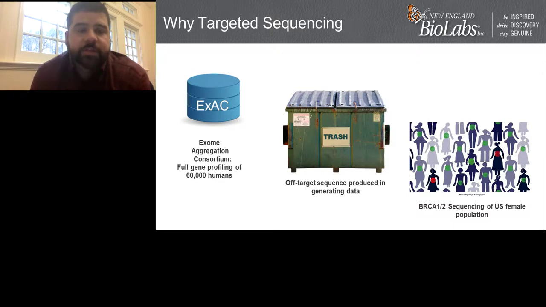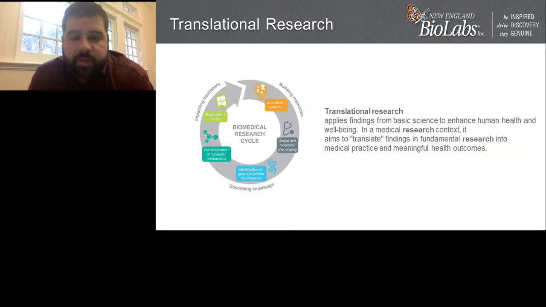When we think about translational research, this is actually the definition from Wikipedia: it applies findings from basic research, basic science, to enhance human health and well-being. In a medical research context, it aims to translate findings from fundamental research into medical practice and meaningful health outcomes. And I think this fits perfectly with where things stand today regarding the amount of data that's available, but also the application of it and the challenges that arise from going from a basic research study where you may have plenty of high quality material to applying this in a real world setting, where the samples you have may be highly degraded or in very low amounts.